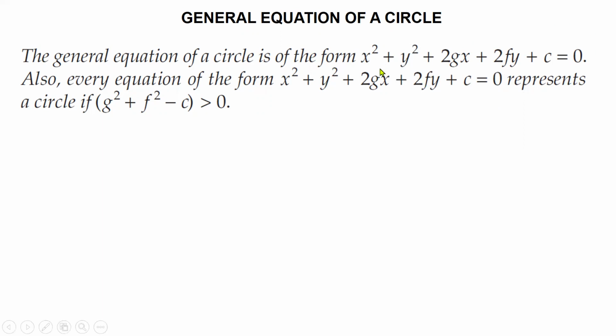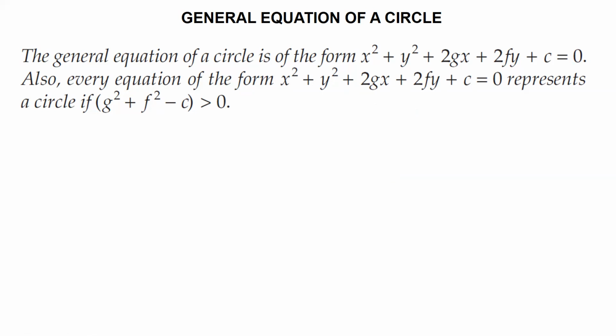So this equation is a circle, and not just that, every equation where we write x squared plus y squared and put any values of g and f, for example x squared plus y squared plus 8x minus 4y plus 5 is equal to 0, represents a circle.